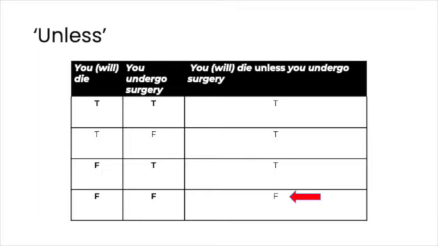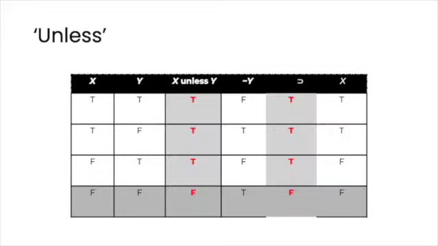So this is the truth table for X unless Y. The only row where we get an F is the final one, with two Fs. And so we can see, if you need to pause the video to think this through, please do it, that X unless Y has the same truth table as if not Y, then X, which supports our practice to treat both as equivalent.